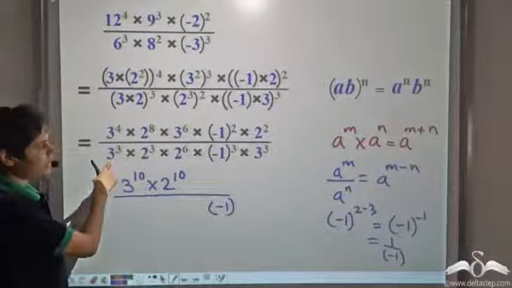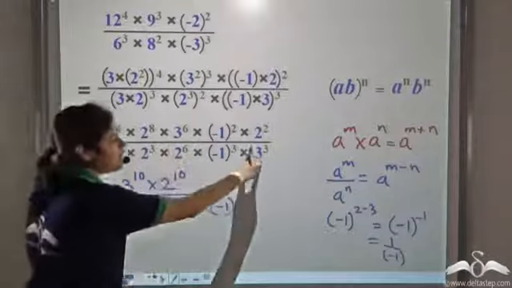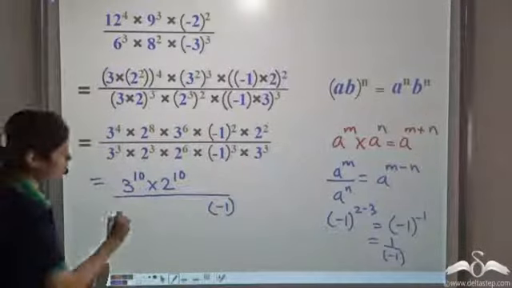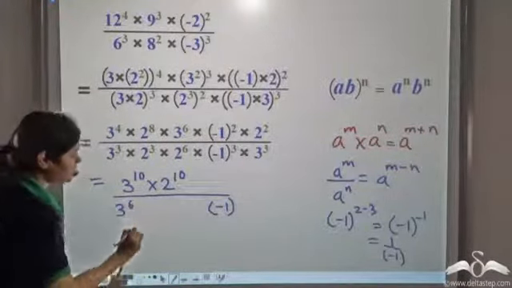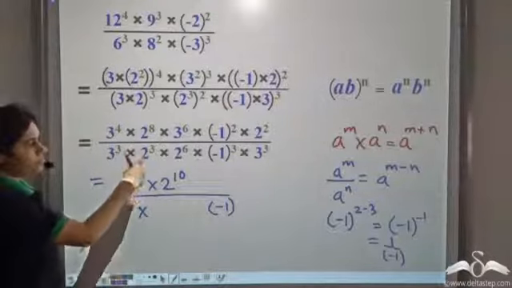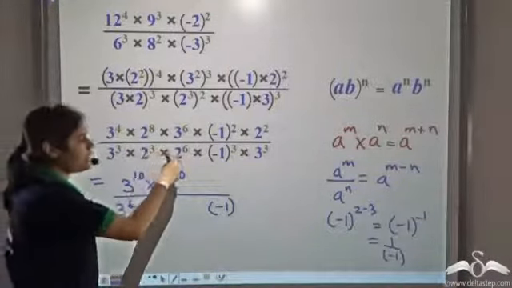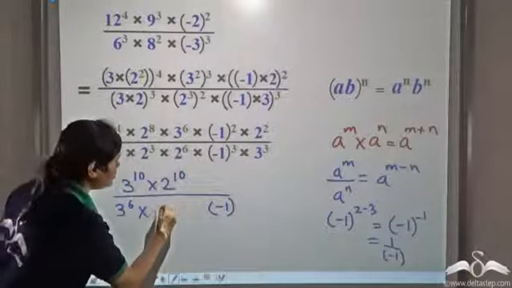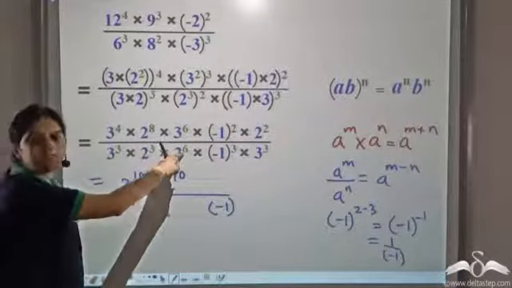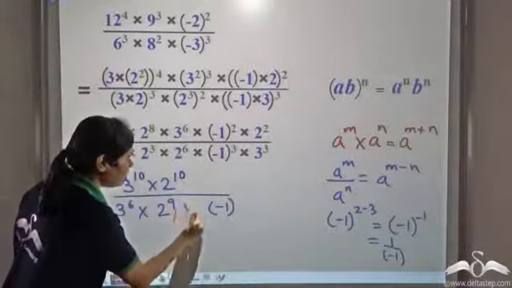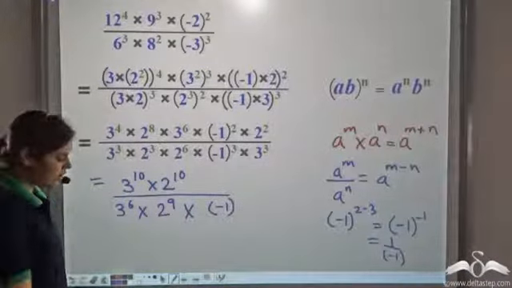Now in the denominator, we have 3 to the power 3 into 3 to the power 3, which is 3 to the power 6, into 2 to the power 3 into 2 to the power 6 is 2 to the power 3 plus 6, which is 9. So this is what we have.